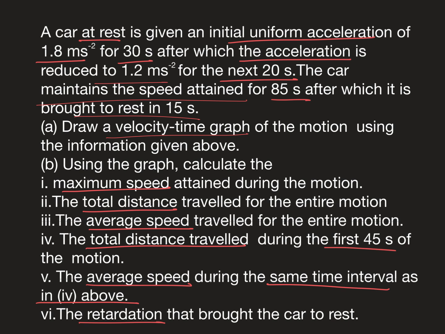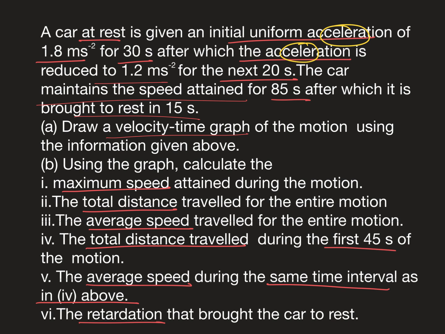So if we analyze the question, the car starts from rest and it accelerated. It is stated here that it uniformly accelerated at 1.8 meters per second squared for 30 seconds. So from rest, the car accelerated. That is the first phase of the motion. Then in the second phase of the motion, it accelerated again.